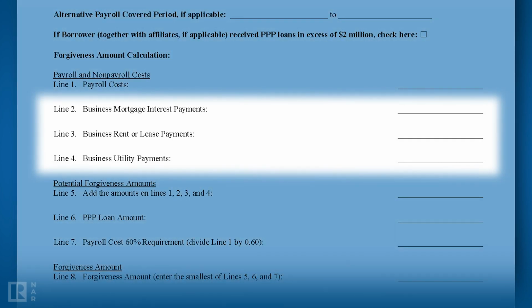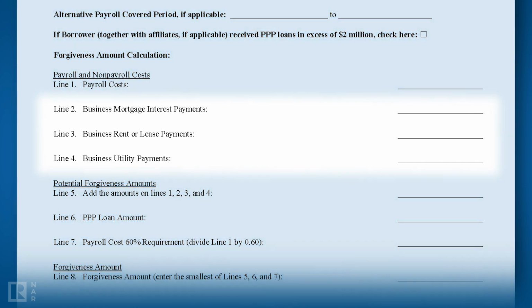For lines 2 through 4, the borrower can include non-payroll costs for which it seeks forgiveness, such as business rent or lease payments, business utility payments, and business mortgage interest payments. These payments must be paid or incurred during the covered period and relate to service or lease agreements in force before February 15, 2020.